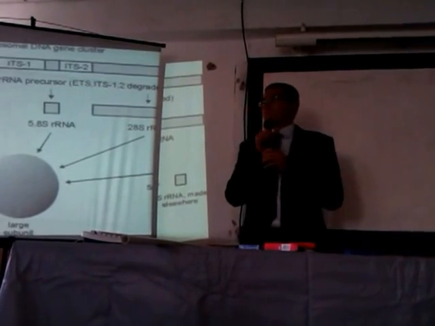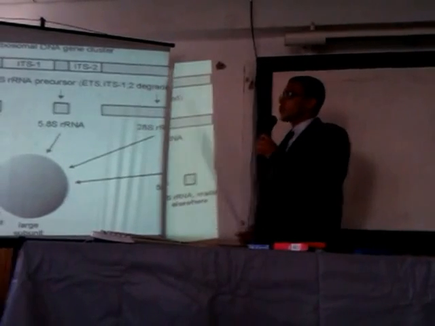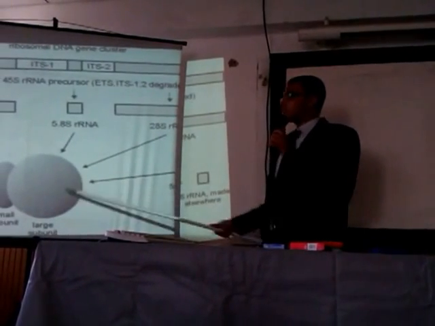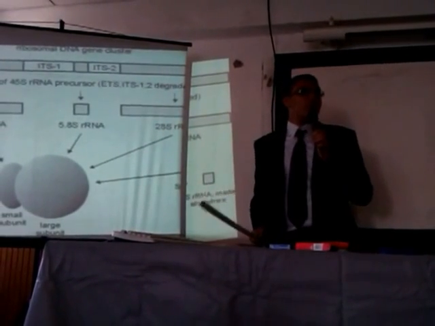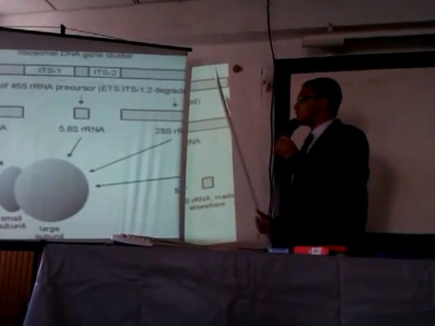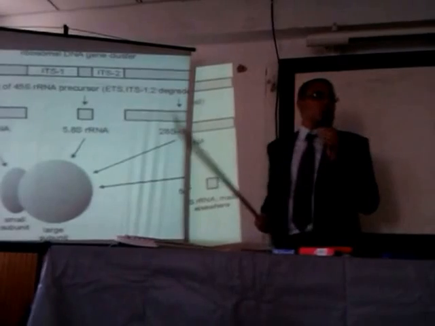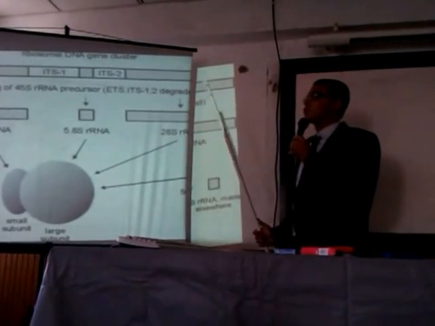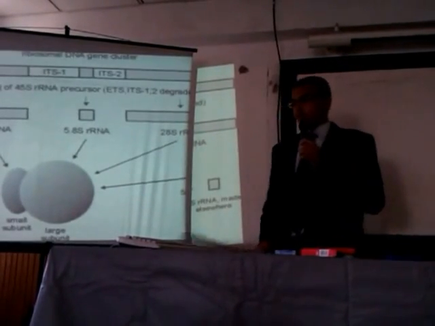S refers to the sedimentation rate of these particles in the centrifuge. These four particles are responsible for the formation of the two subunits of the ribosome, where the large ribosomal subunit is formed of 5.8S, 5S, and 28S, and the small ribosomal subunit is formed only of 18S ribosomal RNA.